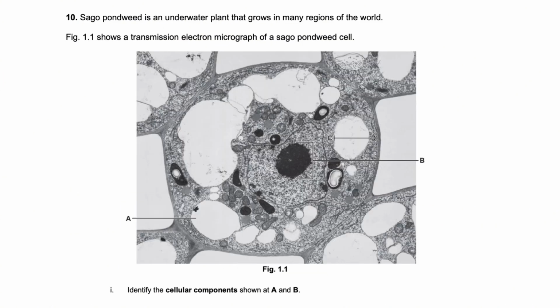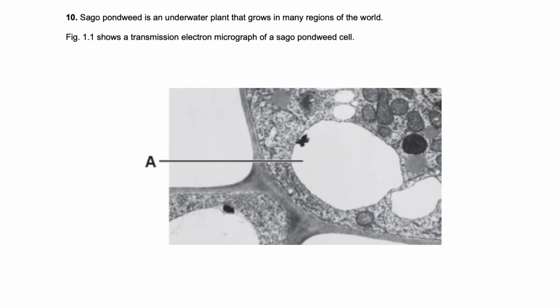This question says, sago pondweed is an underwater plant that grows in many regions of the world. Figure 1.1 shows a transmission electron micrograph of a sago pondweed cell. I. Identify the cellular components shown at A and B. So we were informed that this is taken with a transmission electron microscope, so that's why the image is 2D and black and white. Sago pondweed cells are plant cells, so you should keep in mind that it's going to have the same organelles that plant cells have.